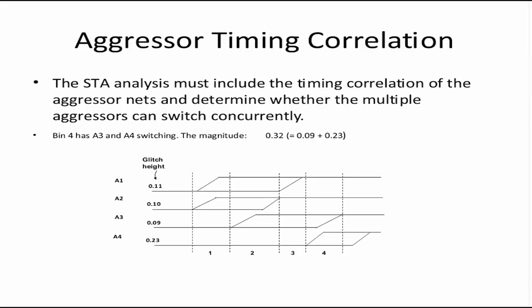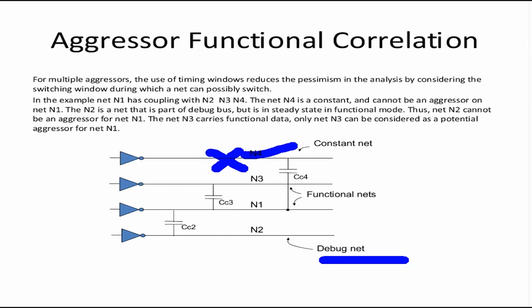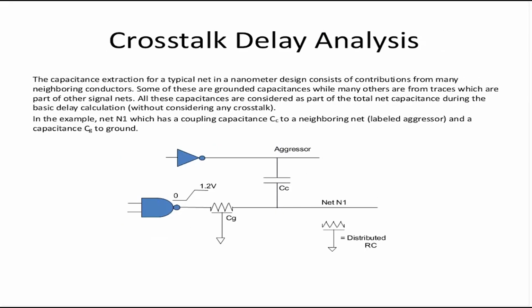So now let's talk about, so we were talking about noise. Apart from noise, there's also a case of delay. The delay meaning that aggressor is switching and victim is also switching. Now based on the direction of switching, the victim net can be delayed, the victim transition can be delayed or made to become earlier. This is called the delay.